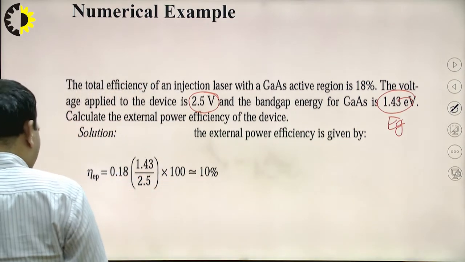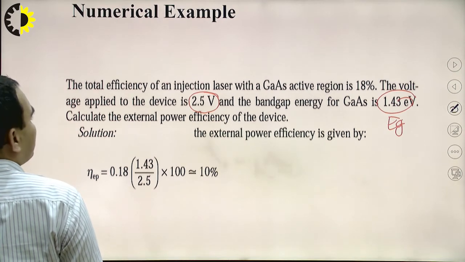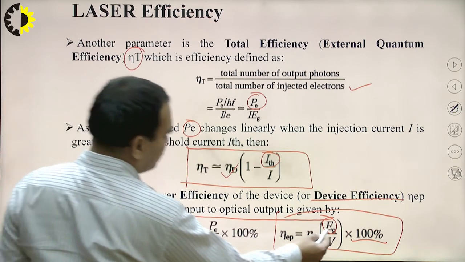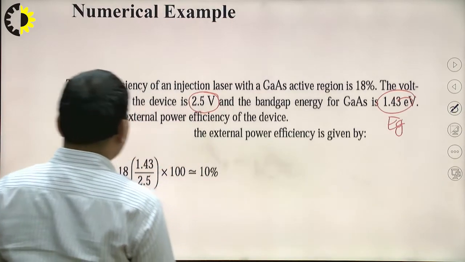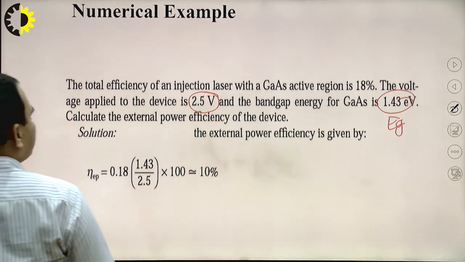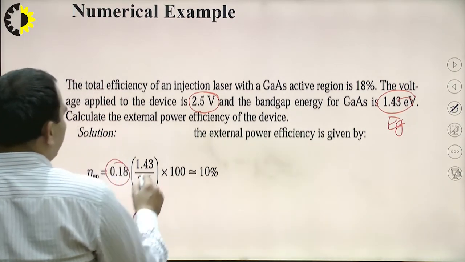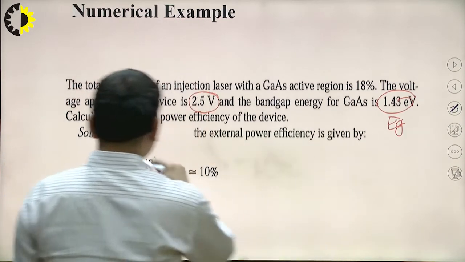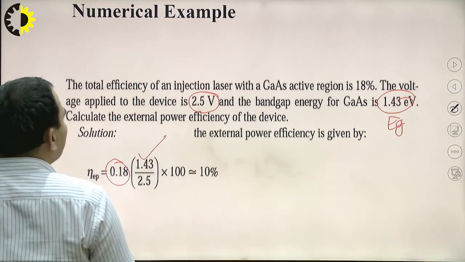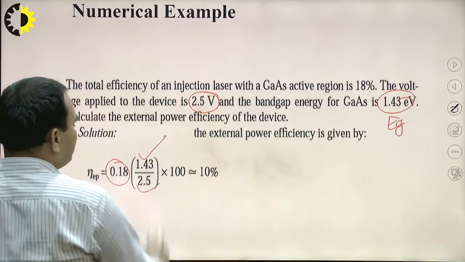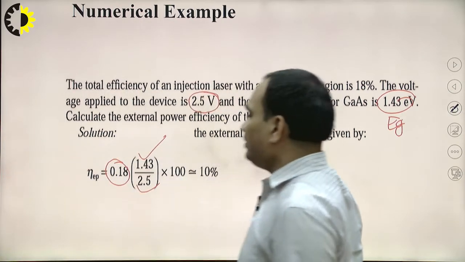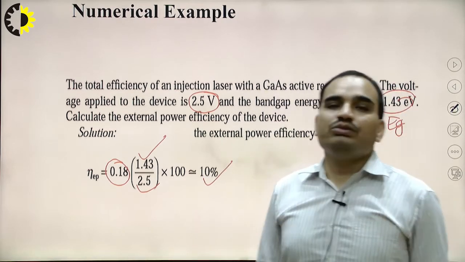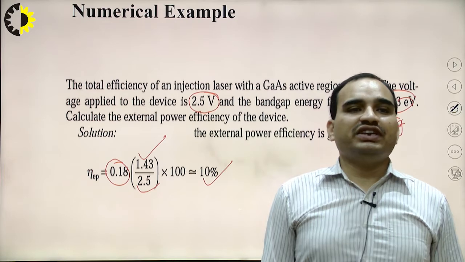So we know the external power efficiency formula. It is given by ηext = ηT × Eg / V × 100. Here ηT is 18%, so 18% multiplied by Eg, which is given as 1.43, divided by 2.5, where 2.5 is the voltage, multiplied by 100. So we are getting the device efficiency as 10%. This is how we can solve the numericals based on this laser.